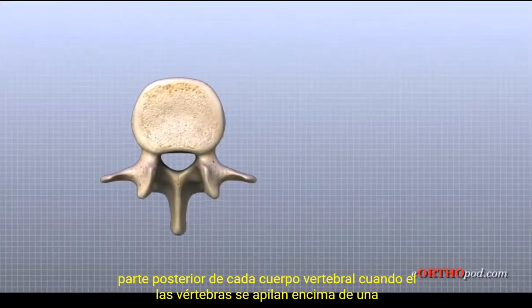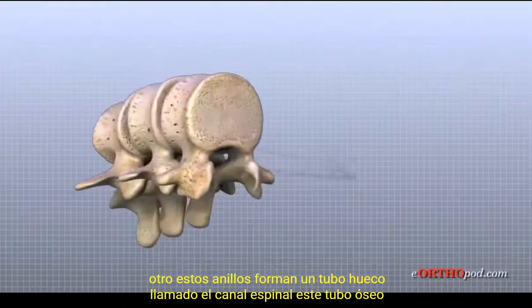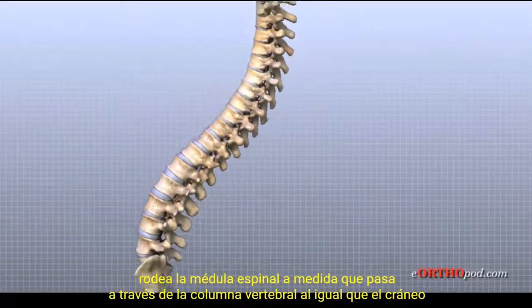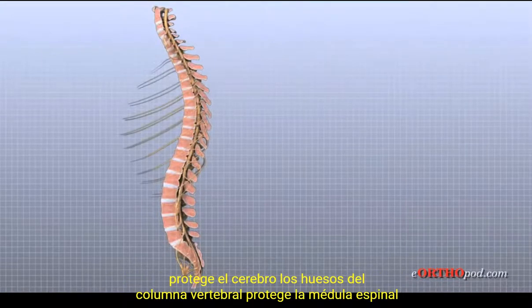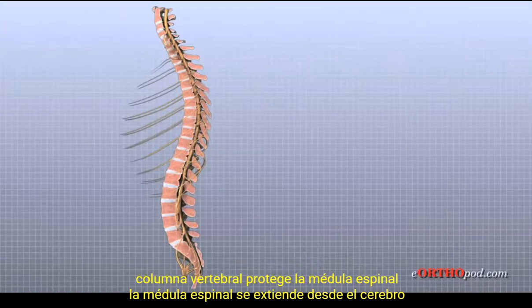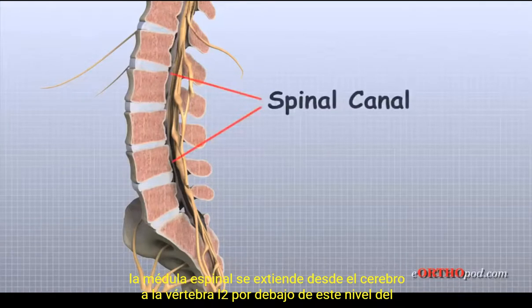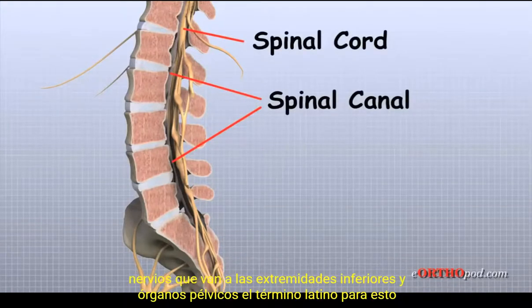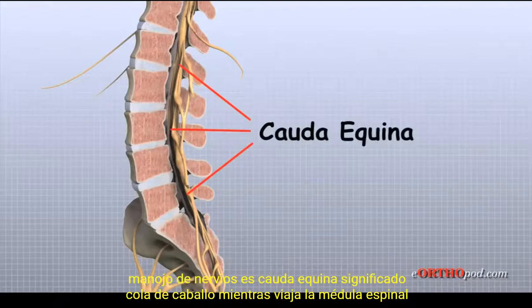When the vertebrae are stacked on top of one another, these rings form a hollow tube called the spinal canal. This bony tube surrounds the spinal cord as it passes through the spine. Just as the skull protects the brain, the bones of the spinal column protect the spinal cord. The spinal cord extends from the brain to the L2 vertebra. Below this level, the spinal cord splits into a bundle of nerves that goes to the lower limbs and pelvic organs. The Latin term for this bundle of nerves is cauda equina, meaning horse's tail.